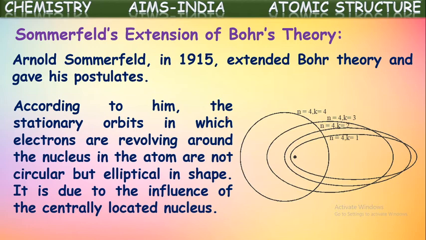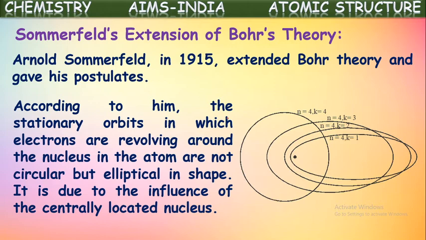But Sommerfeld proposed that, according to his theory, the stationary orbits in which electrons are revolving around the nucleus in the atom are not all exactly circular. Some of them are elliptical in shape. It is due to the influence of the centrally located nucleus. Because of the influence of this nucleus at the center, these stationary orbits are even in elliptical shapes. Not all the orbits are spherical in shape. Some of them are elliptical also.